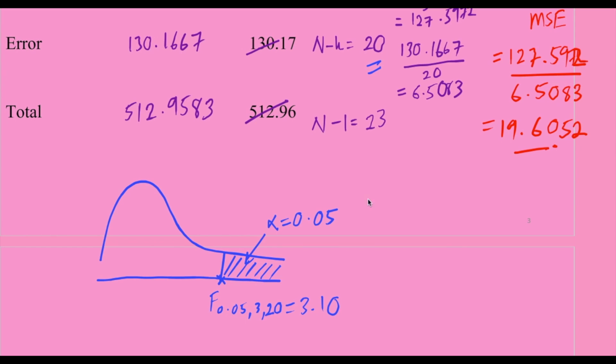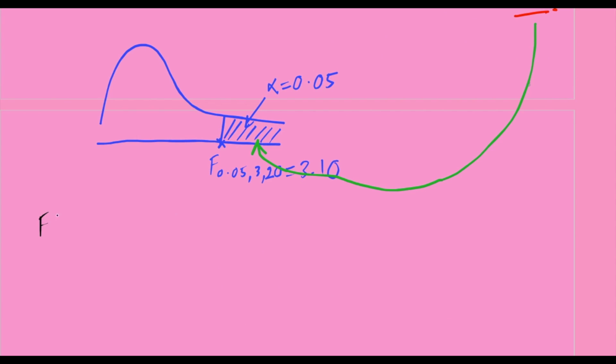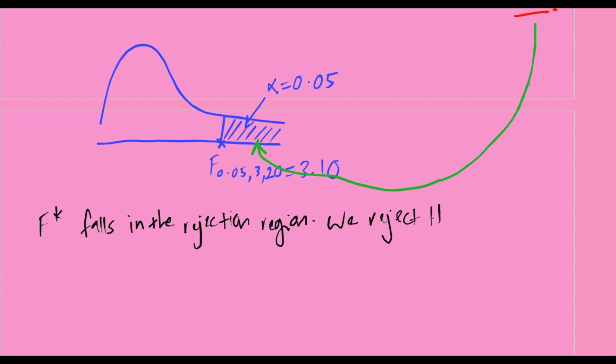So now I'm going to compare the test statistic here with the critical value. Definitely falls in the rejection region. And now we can make a conclusion. F star falls in the rejection region. So we reject H null.